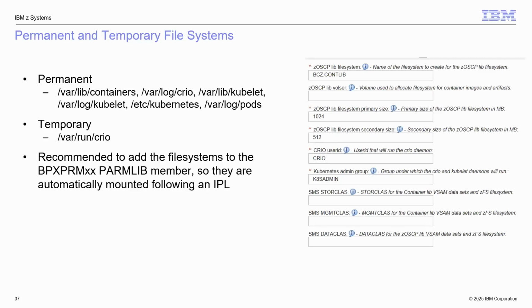For the permanent ones, the ones you might want to make a note of are var log cryo and var log kubelet. These contain the log files for cryo and kubelet, respectively. Additionally, etc Kubernetes contains the config files used by kubelet when joining as a worker node, so that might be helpful as well. And of course, especially for the temporary file system, you should add all of these into your VPX PRM farmland member.